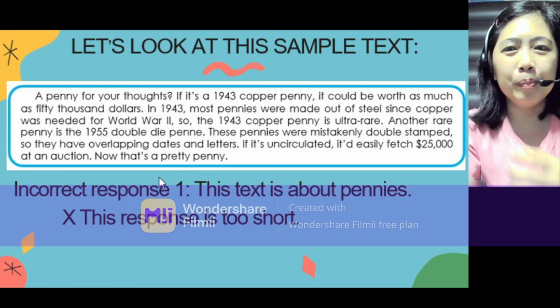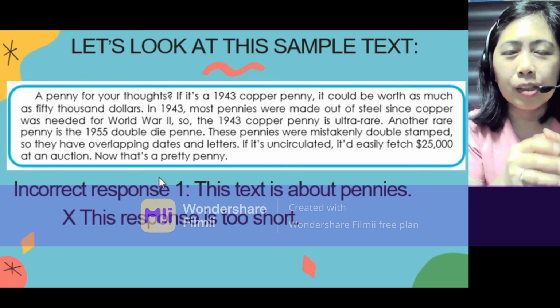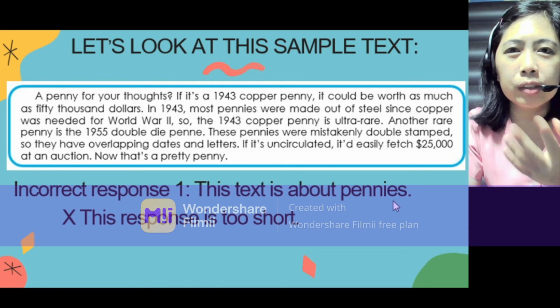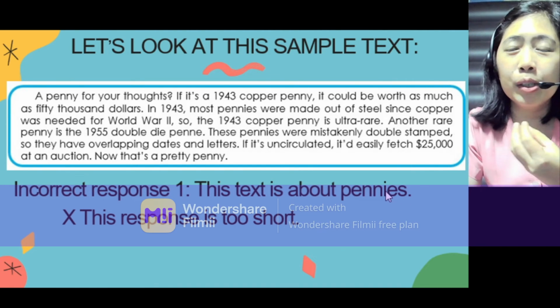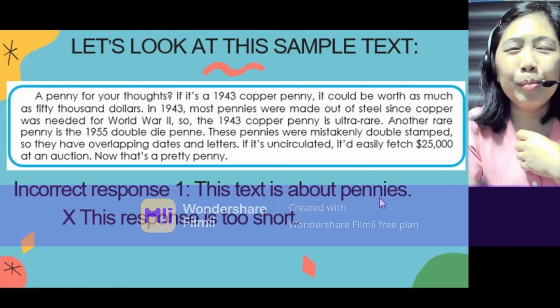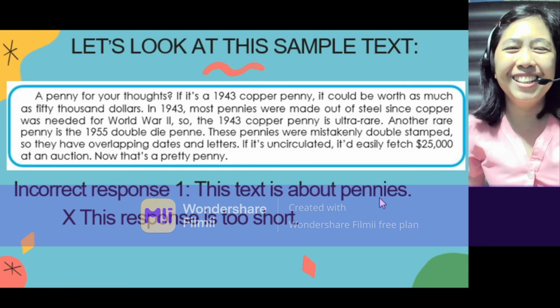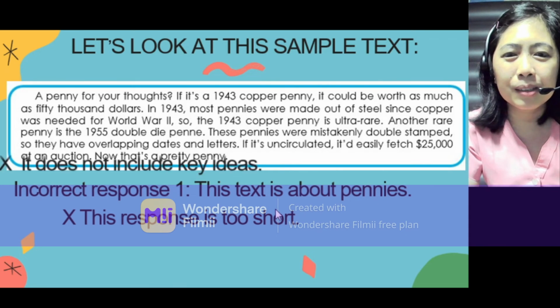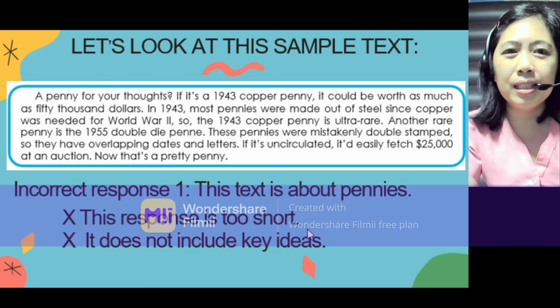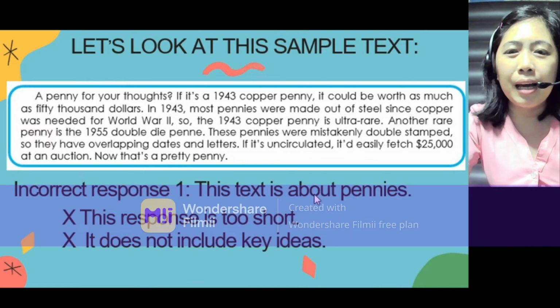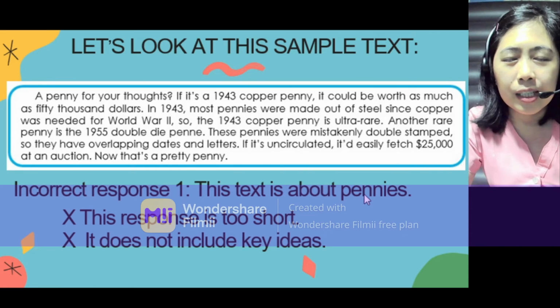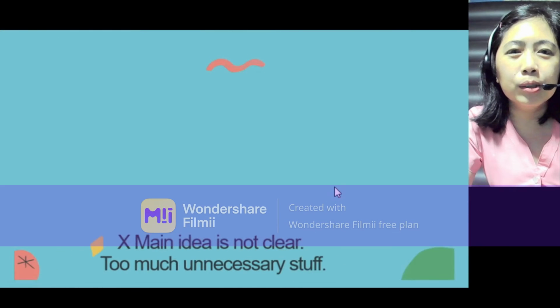Okay, so basically, the text talks about penny, but it doesn't have to, you just write one sentence that this text is about pennies. Because most likely we don't have the same idea on what kind of penny we're talking about here. Because if it's just audio then it would have a different meaning. Okay, so this response is too short, and it does not include key ideas. So when you summarize it, you will have to add essential ideas about pennies. Okay, so let's take a look on how to do it better.